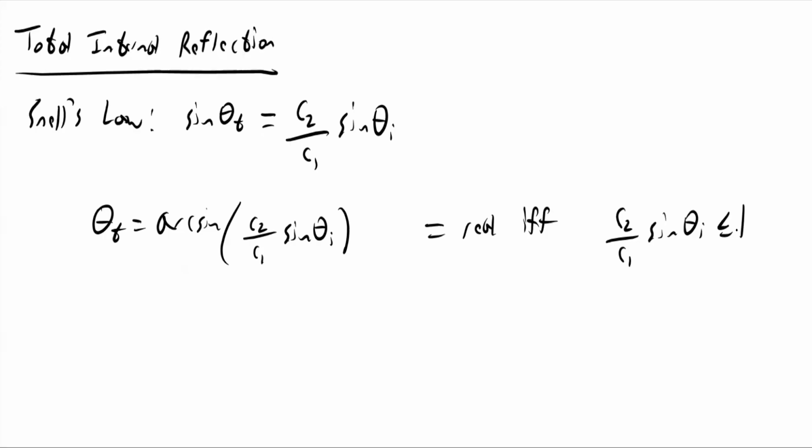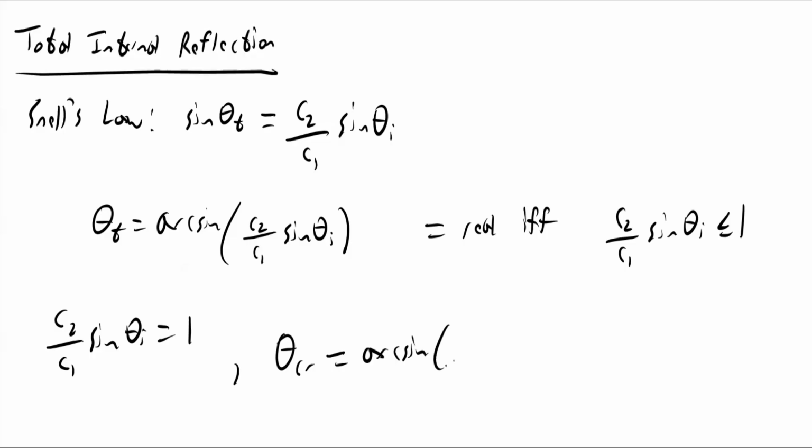If you just think back to your trigonometry days or your pre-calculus days, the argument of the arc sine must be less than or equal to 1. So when the value of theta I leads to C2 over C1 sine theta I being equal to 1, we call that the critical angle. And so we can define the critical angle theta CR as the arc sine of C1 over C2. So that'll tell us what theta value makes C2 over C1 sine theta I equal to 1.